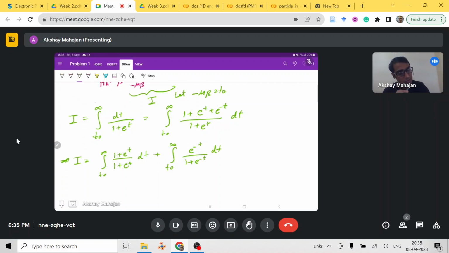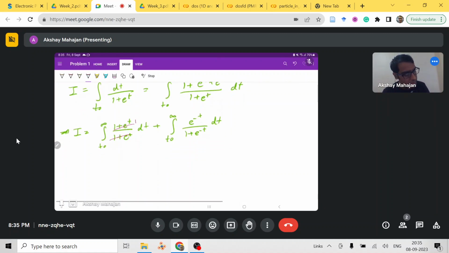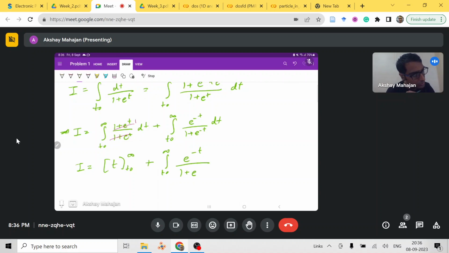So this will be just 1. If you just write it, this will be just 1. So I will be just equal to t from t naught to infinity. And then we have to do this integration from t naught to infinity of e to the power minus t upon 1 plus e to the power t.